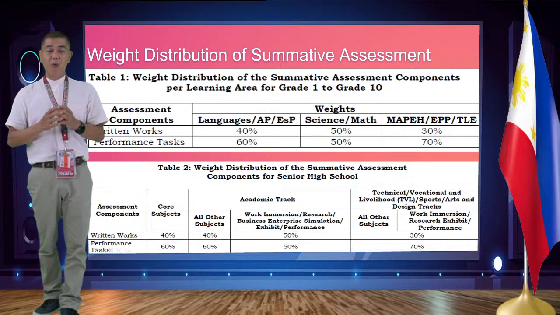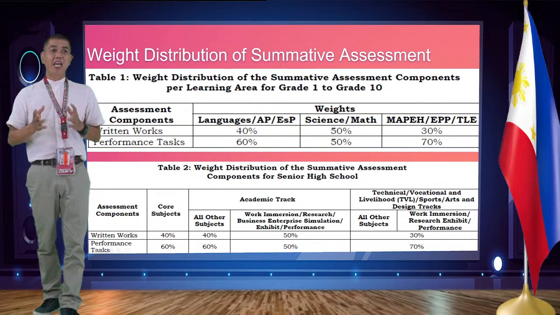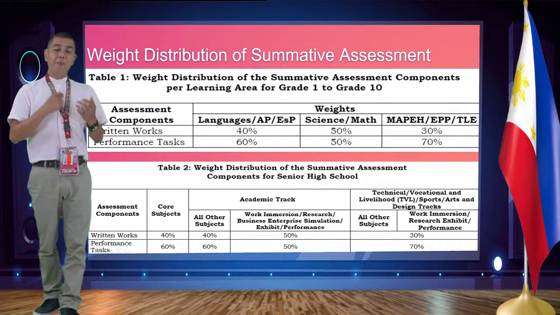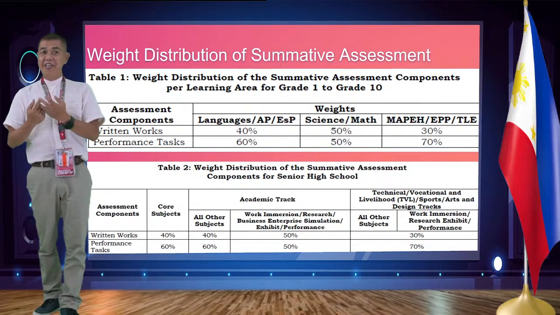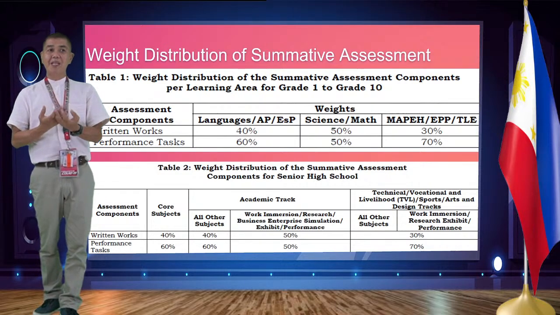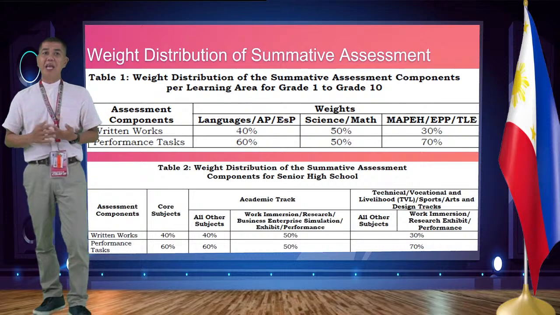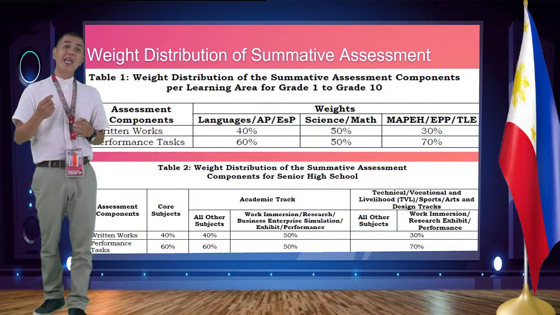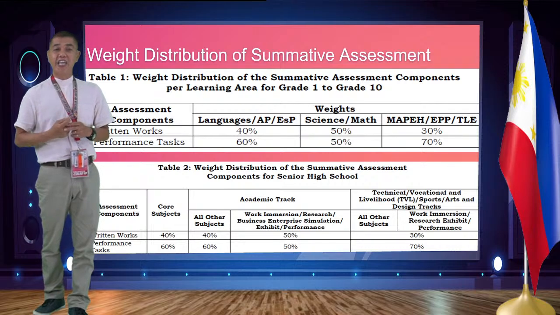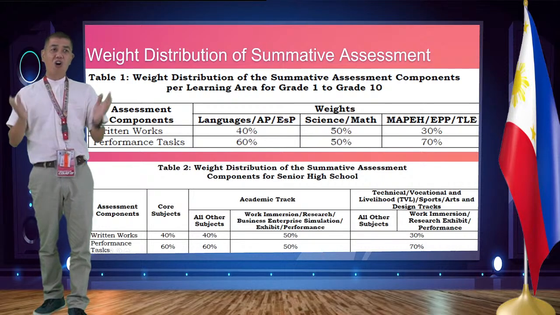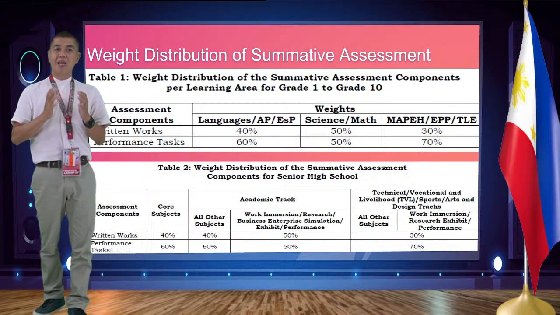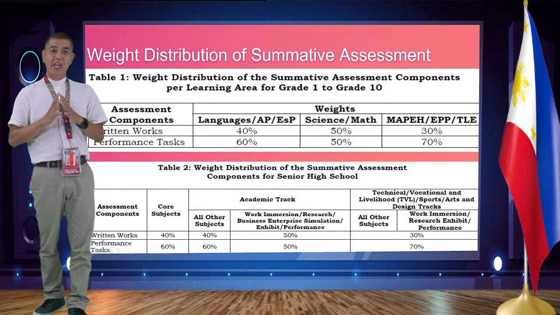So that is our weight distribution. Same for our senior high school, the core subjects from 30, 50 and 20, it becomes 40 and 60. In academic track, 40 and 60, 50 and 50. And for our TVL, from 20, 60, and 20, it becomes 30 and 70. All in all, that is 100% per track or per learning area.